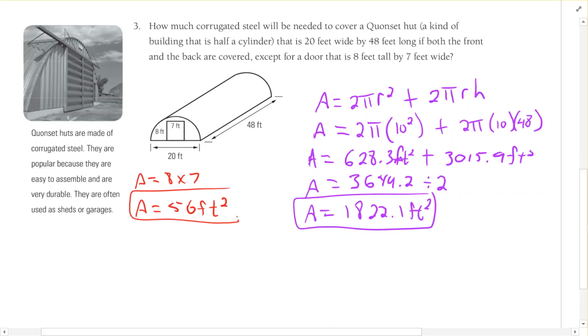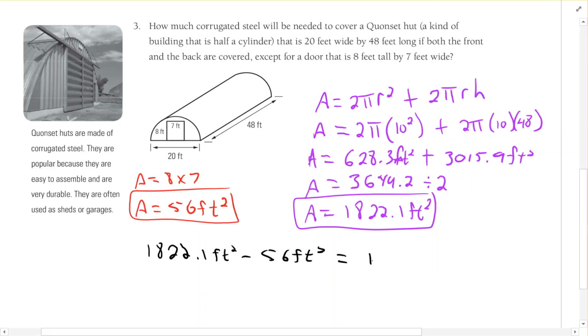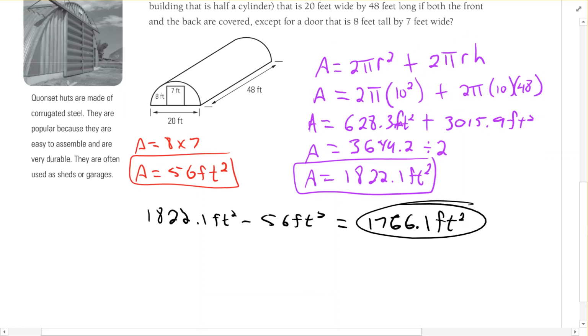So if I subtract that out, what I'm going to have in the end is 1,822.1 feet squared minus 56 feet squared is going to be equal to, and I've still got my calculator, so I'm going to just go minus 56. So that's going to be 1,766.1 feet squared. And then I'll circle my answer. Okay. So hopefully that went okay. Let's move on to number 4.